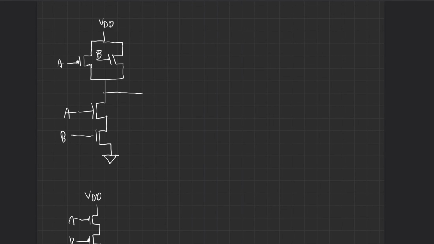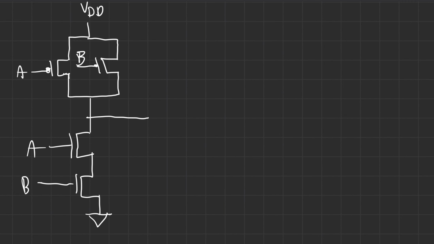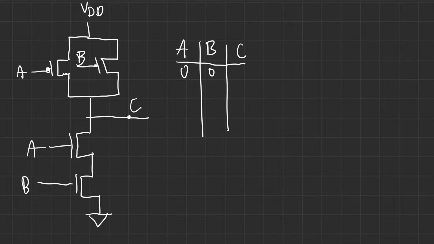So let's start with the truth table, shall we? We're going to start with A, B, and we'll call this C, the output here. So let's go through. Let's do our basic truth table. Let's think about this. Let's consider the case where A and B are zero.